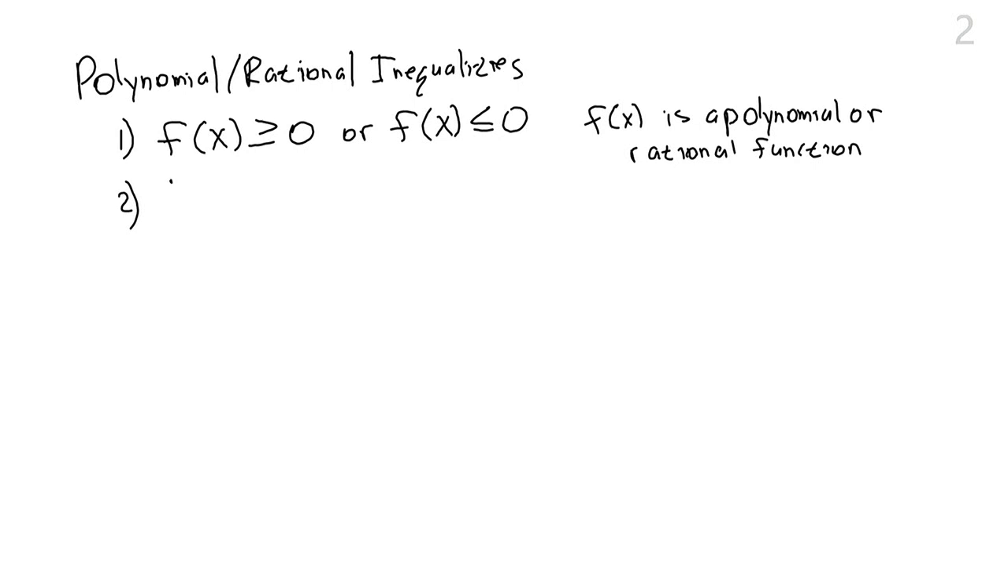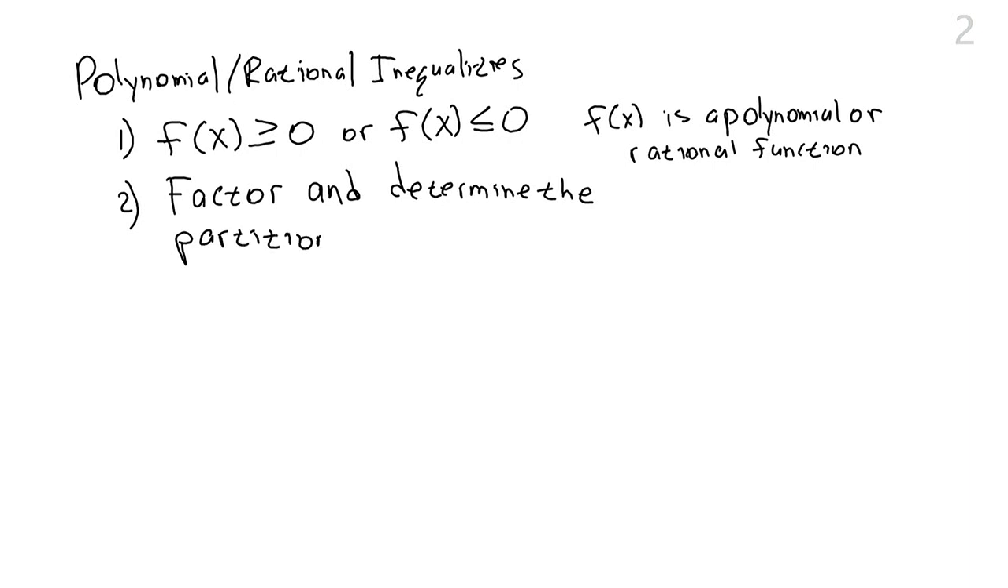The next step is to factor. If you have a polynomial, you factor that polynomial. If you have a rational function, you factor the numerator and you factor the denominator. And then when you factor, determine the partition points of f of x. A partition point is where a function may possibly change sign. It doesn't have to change sign there, but it has potential to change sign there.